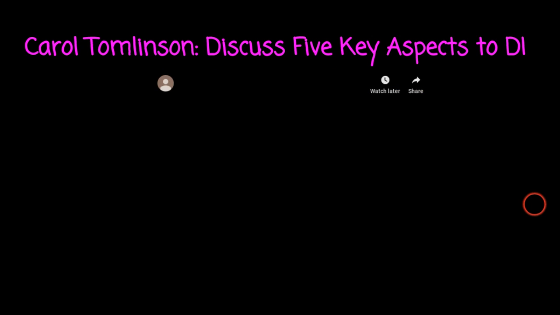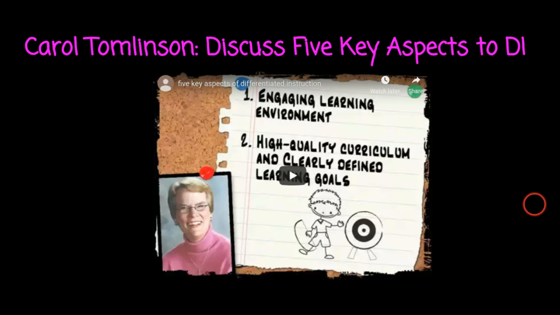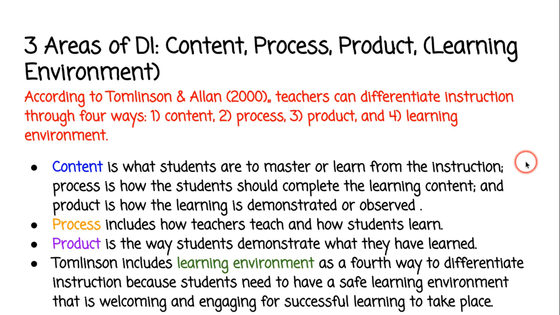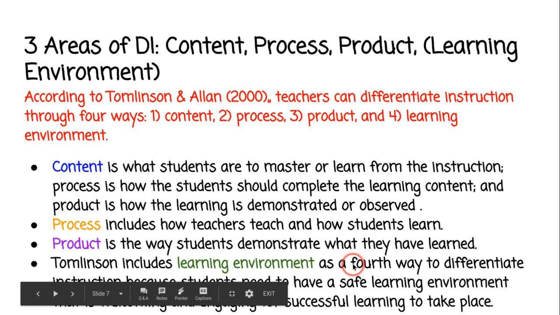This slide here includes a video that I encourage all of you listeners to actually go and watch. It's on YouTube. Dr. Carol Tomlinson is discussing the key aspects of differentiated instruction. The areas of differentiated instruction include content, process, and product. According to Tomlinson and Allen in 2000, teachers can differentiate instruction through four ways: through the content, through the process, and the product. And then the last one is the learning environment.